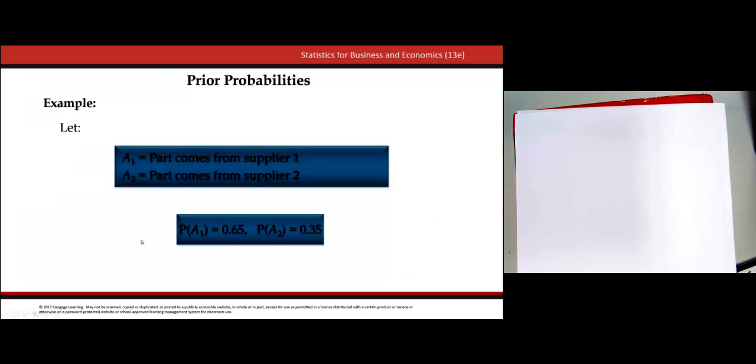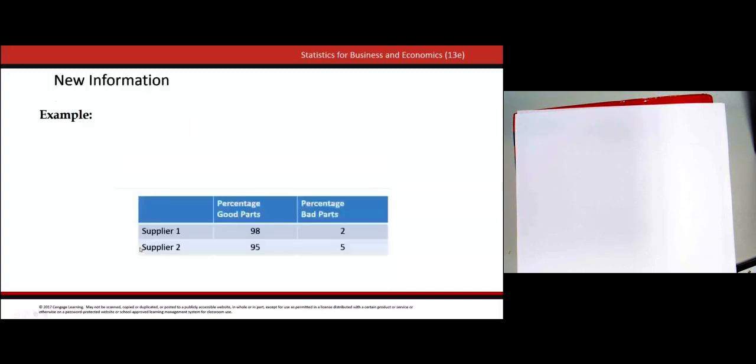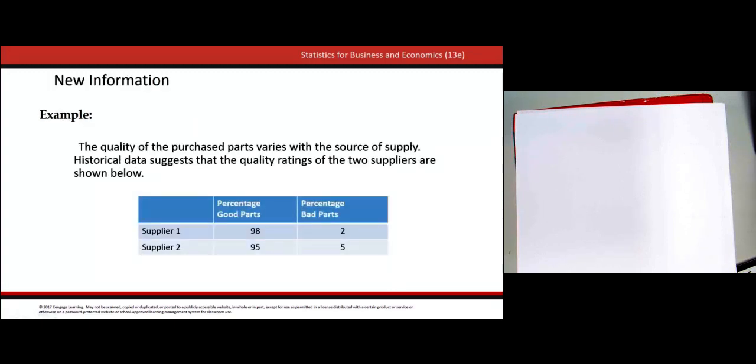A1 denotes the event that the part comes from supplier 1, and A2 denotes the event that the part comes from supplier 2. The probability that a randomly selected part comes from supplier 1 is 0.65, and from supplier 2 is 0.35. Now we receive this information: the quality of the purchased parts varies with the source of supply. This gives a quality rating.